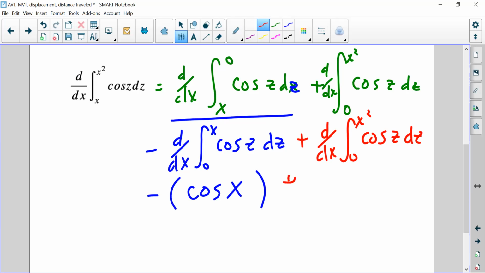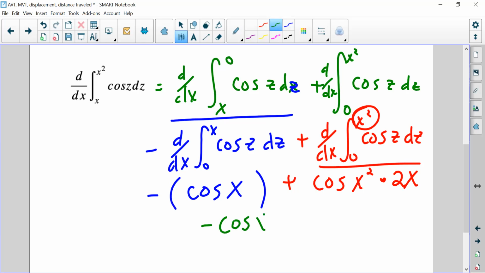All right, plus, how about this one? What would it be? Cosine of x squared times 2x. Because this is not x, I have to use the chain rule and multiply by the derivative of that. So don't forget that. Making this a little prettier, that's negative cosine of x plus 2x cosine of x squared.